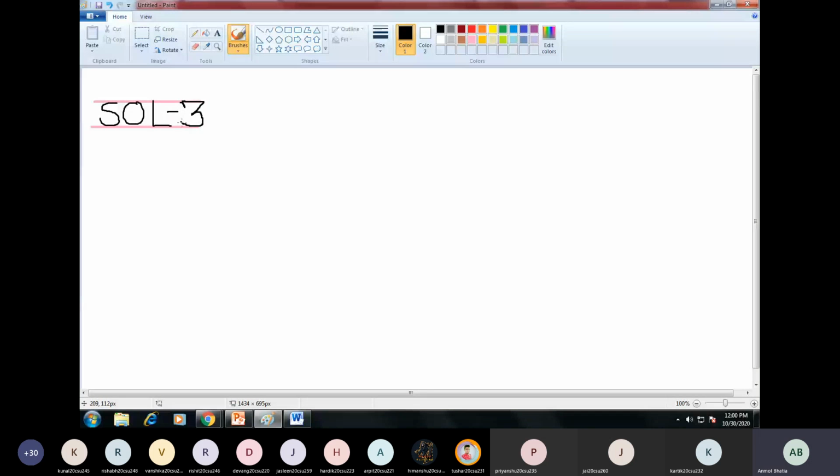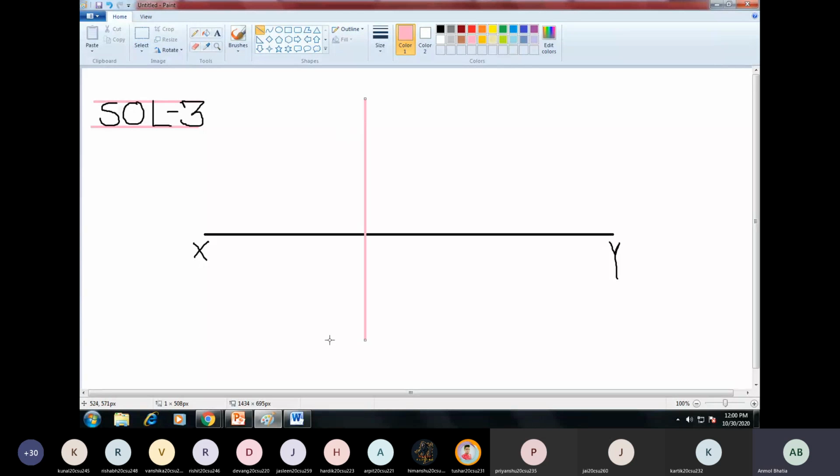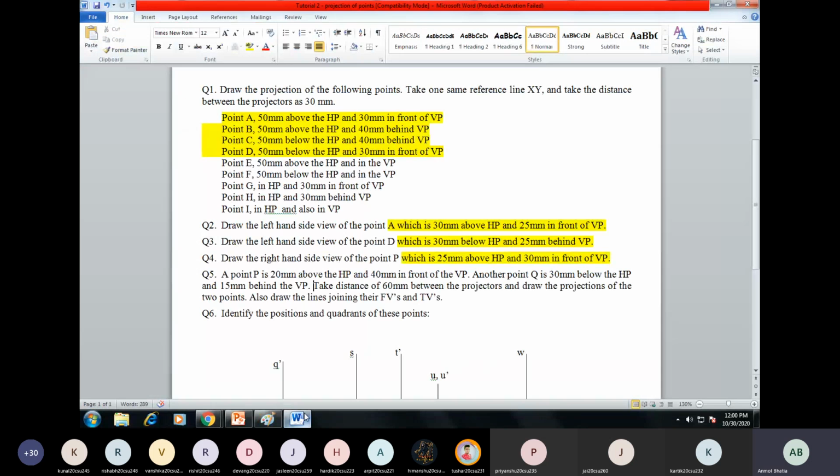So solution number 3 is again related to making the side view, but we'll look at the question. Before that, we'll be making the XY line. So this is the X line, X point, this is the Y point, and we'll make a projector with a light line. The projector is made with a light line. Now we'll look at the question.